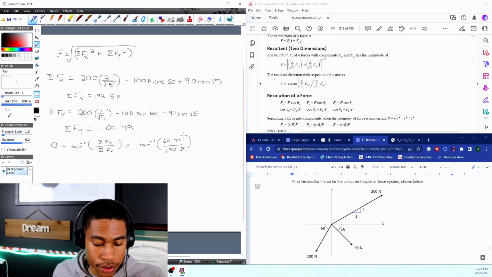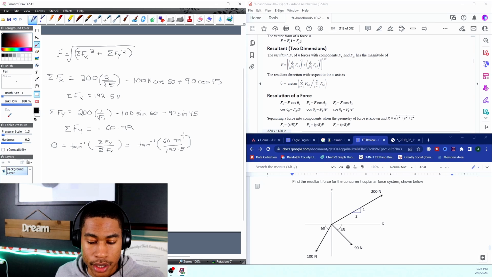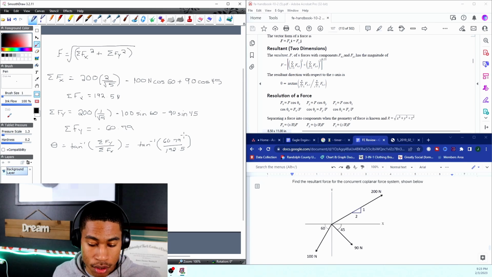So if you're using this calculator, you just want to double tap because tan is going to be the first selection, but to get inverse tan, you want to hit it twice. So you wouldn't know that, and you probably wouldn't be able to do that quickly on the test if you hadn't practiced. So just a little, hopefully a little gem there.